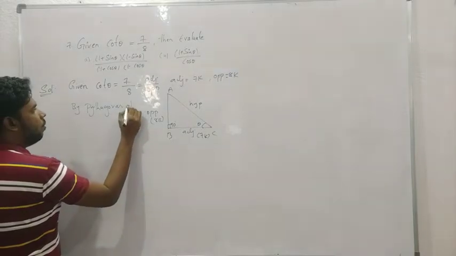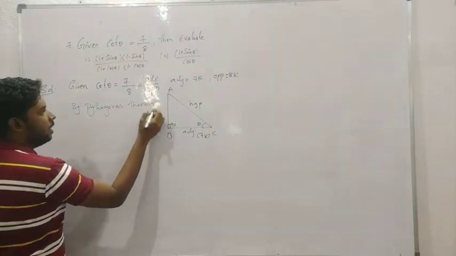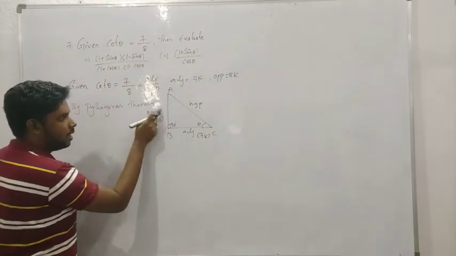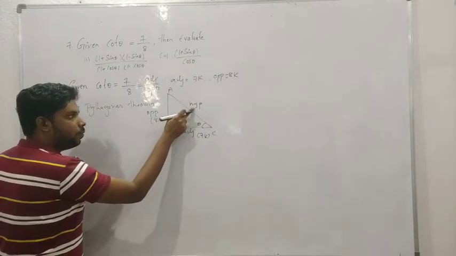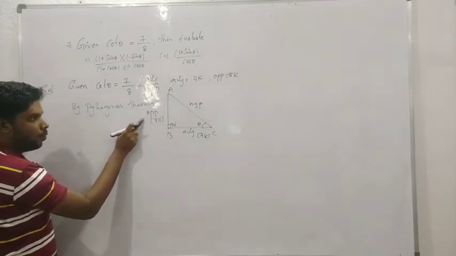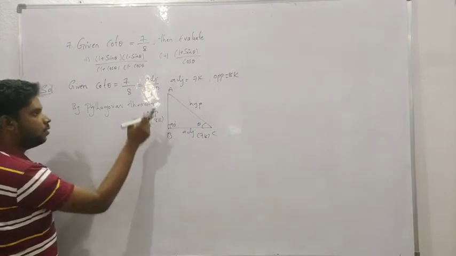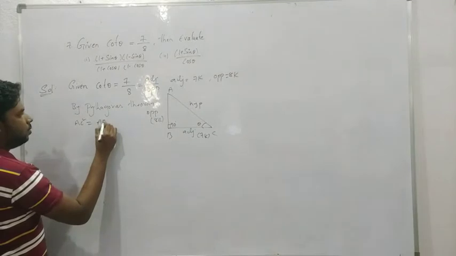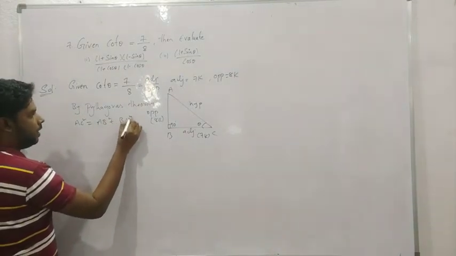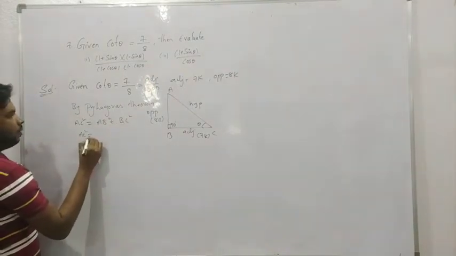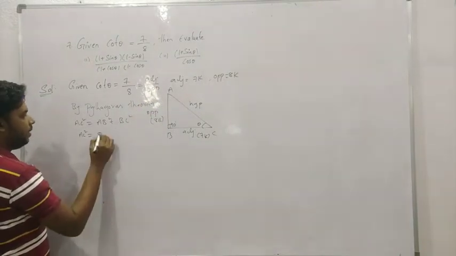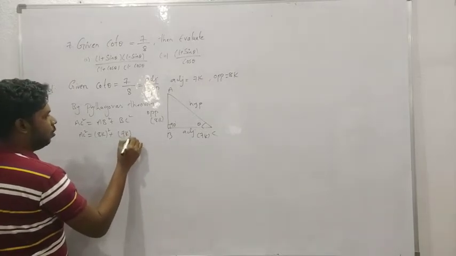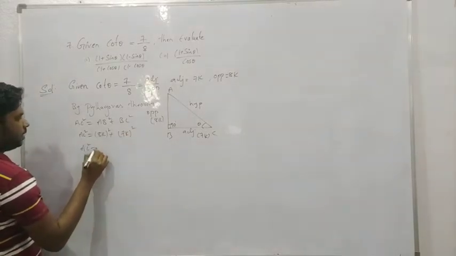What does the Pythagoras theorem state? The square of the hypotenuse is equal to the sum of the squares of the other two sides. Means the square of hypotenuse is equal to square of opposite plus square of adjacent. So AC square is equal to AB square plus BC square. AC we have to find, AB is 8k whole square plus BC is 7k whole square.